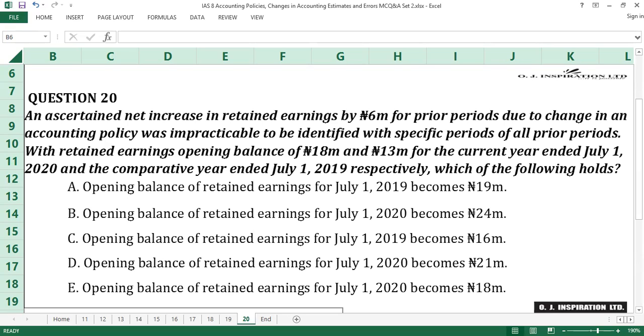As the impracticability applies to all prior periods in this question, adjustment is made on the opening balance of retained earnings for the current period of July 1, 2020. The 6 million naira net effect increases the opening balance of retained earnings from 18 million naira to 24 million naira. B is the answer to question number 20.